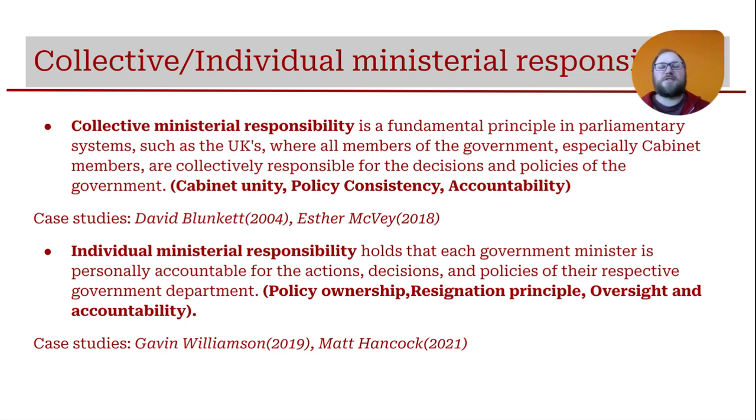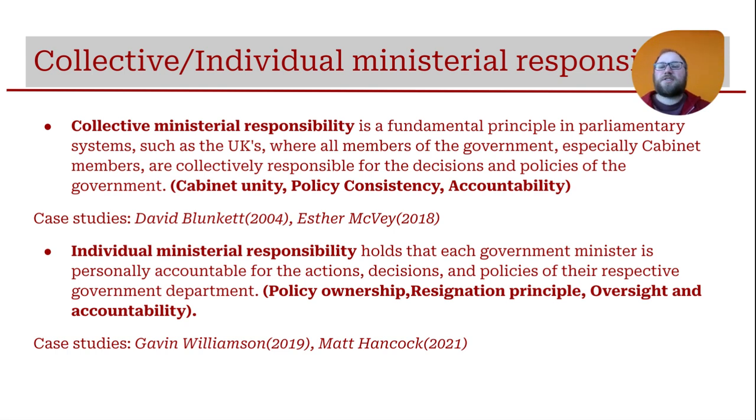So if a Cabinet Minister feels so strongly against the government's agenda, like David Blunkett in 2004 did and Esther McVey did in 2018, then they have to resign their ministerial seat to be able to vote in the way that they feel fit. And there are a number of instances, those are but two, of ministers who've made the decision to resign in order to be able to talk openly and disagree with the government.